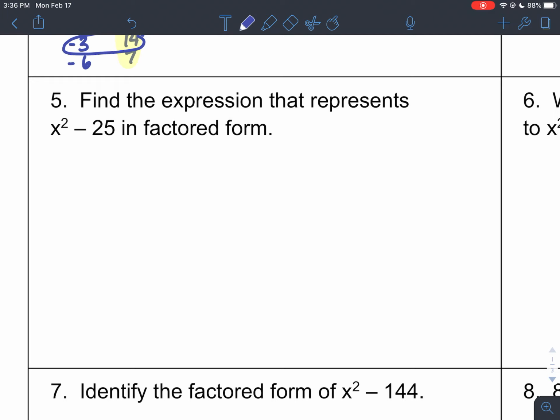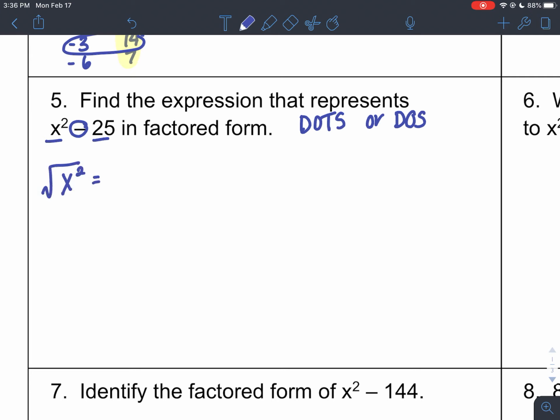Number 5, it says find the expression that represents x squared minus 25 in factored form. This one ends up being a difference of two squares, a DOTS problem, or DOS, difference of squares. Here, since I have two terms, it's a binomial, and if there's a minus sign in between, I'm going to check to see if I can use the rules for DOTS.